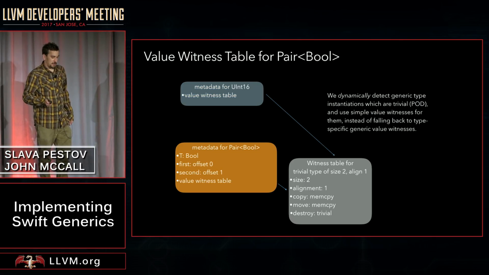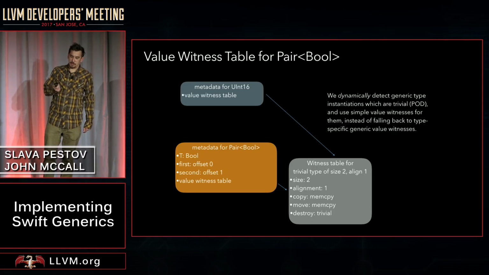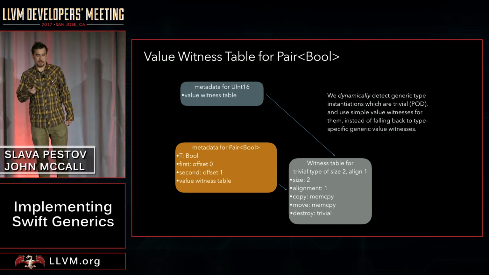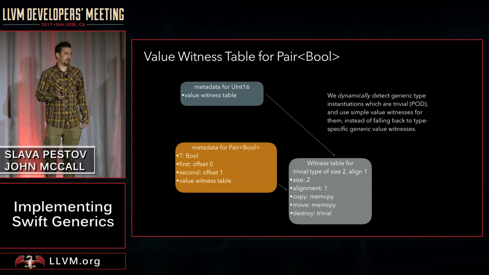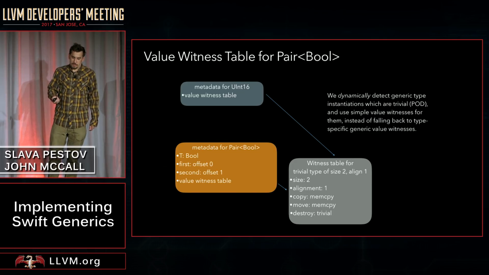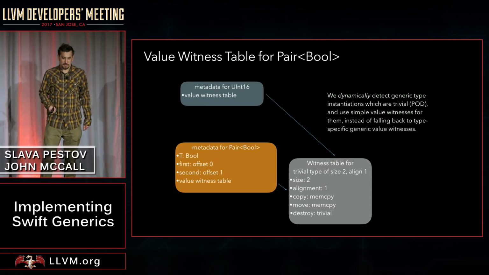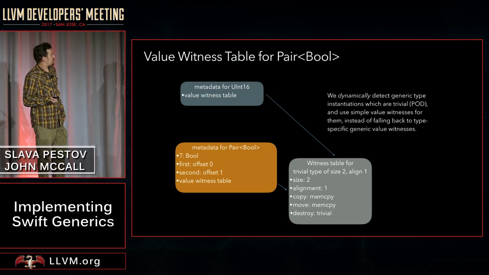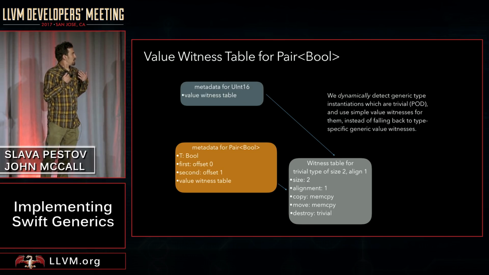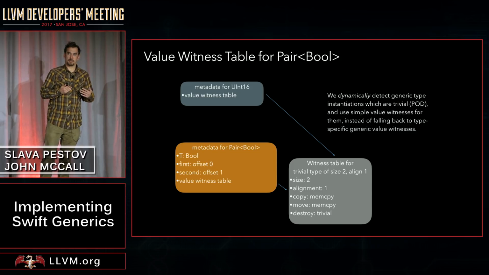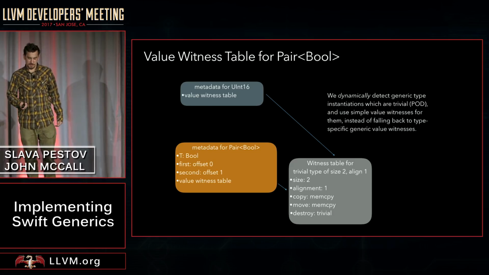And in fact, this is the same value witness table that is used for the type metadata for a 16-bit integer, for example. So that kind of wraps up value witness tables and type metadata, and the reason they're distinct is because there's this many-to-one mapping between type metadata and value witness tables.